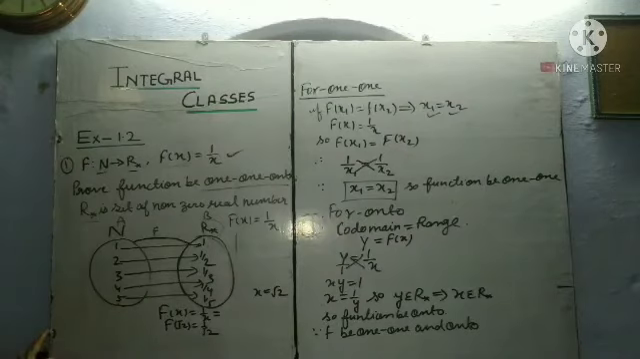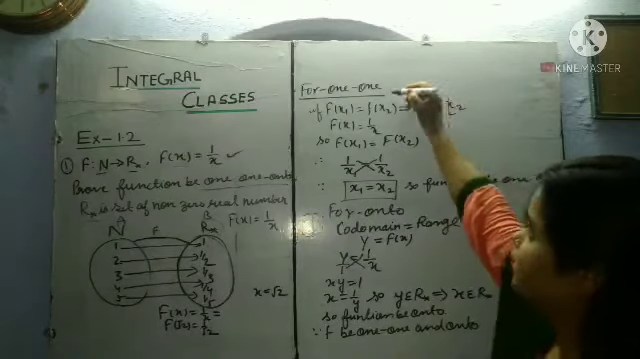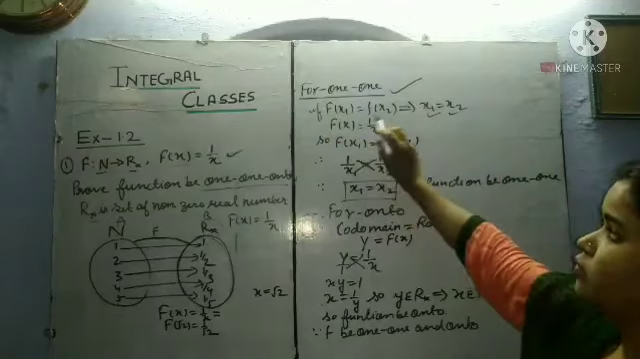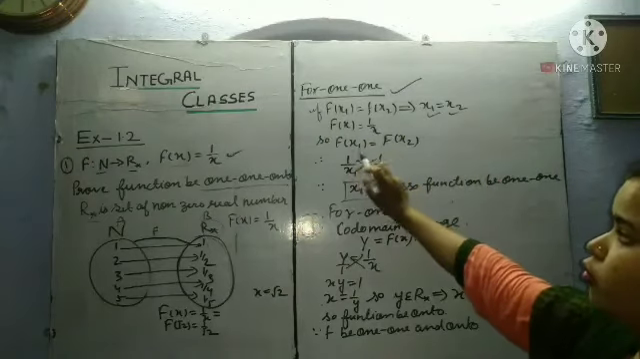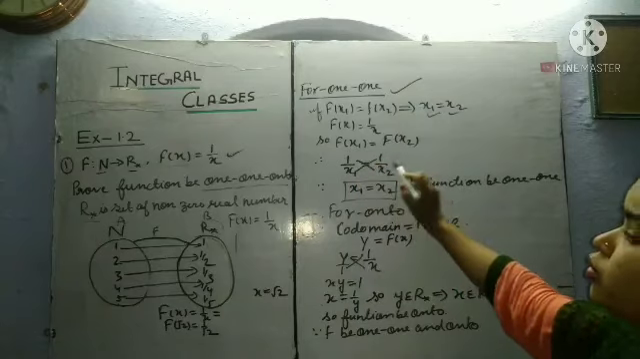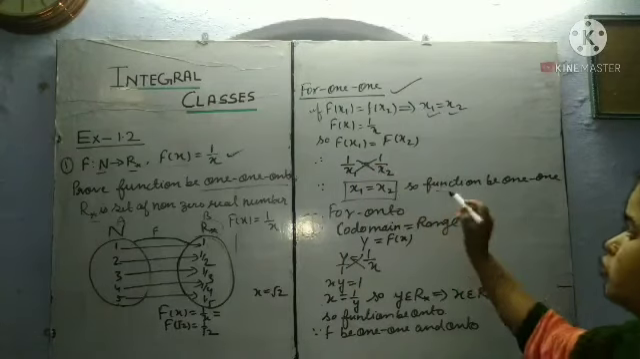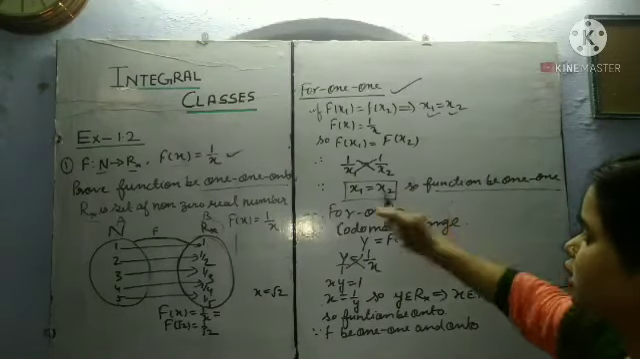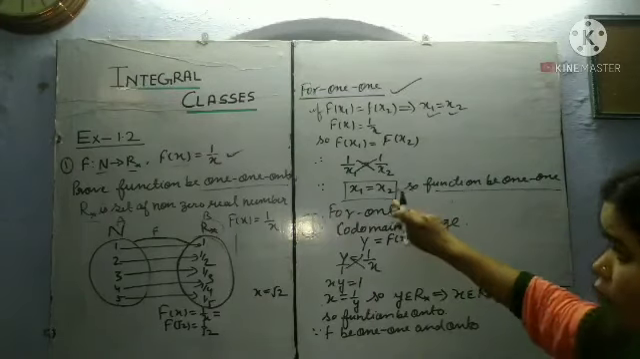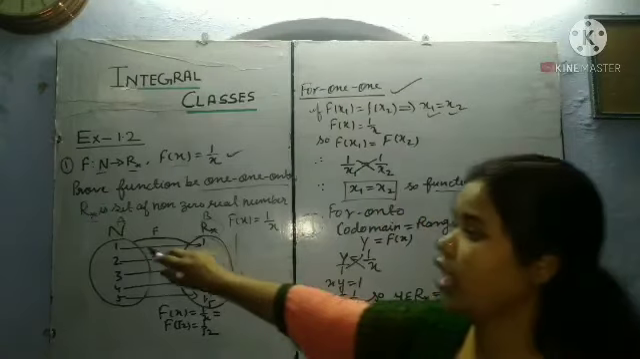So we will now prove it is one-one also: f(x1) equal to f(x2) gives x1 equal to x2, because we have to prove that f(x1) equal to f(x2) implies x1 equal to x2. So the function is one-one. Why? Because these all are from n belongs to n.